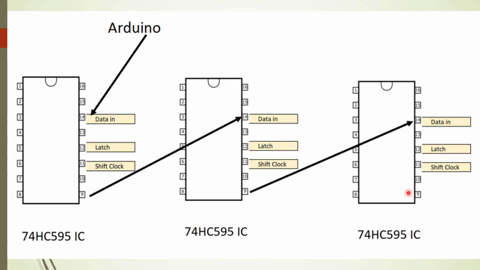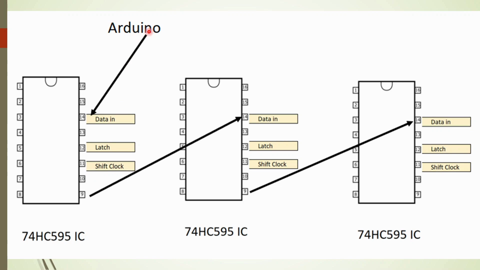Let us understand what pin number 9 is for now. This is the first IC that is connected to Arduino, and Arduino is directly connected to pin number 14, which is the data in. Now, one IC is basically responsible for serial in parallel out of 1 byte, that is 8 bits. Suppose your data is more than 1 byte. Suppose you want to connect the ICs to 16 LEDs or 24 LEDs. How do you connect them?